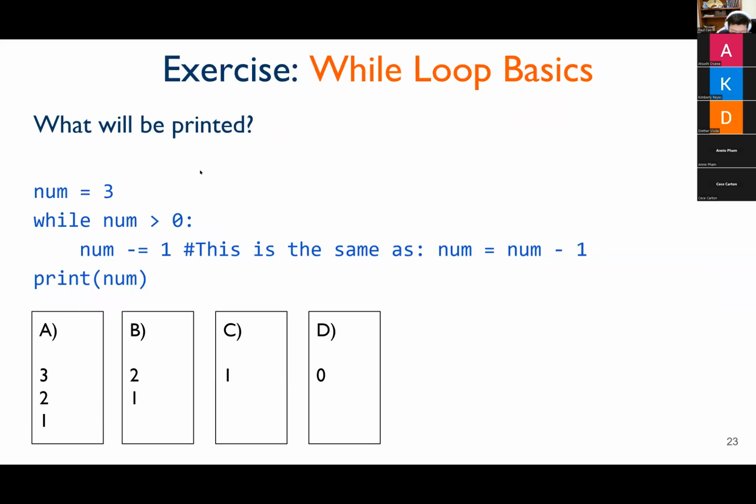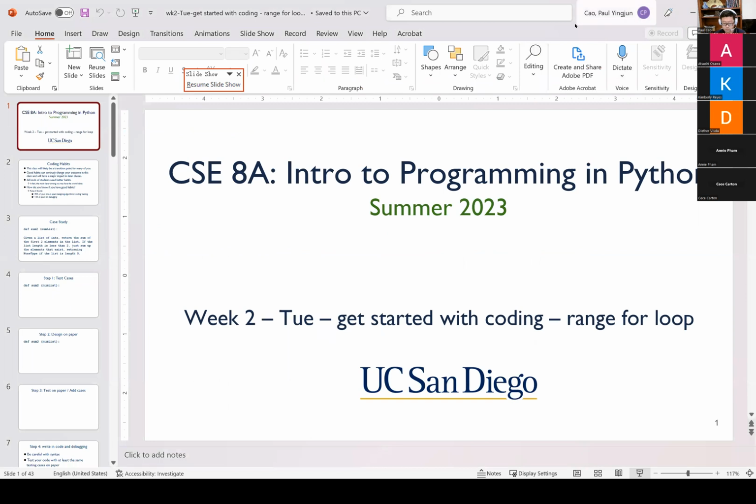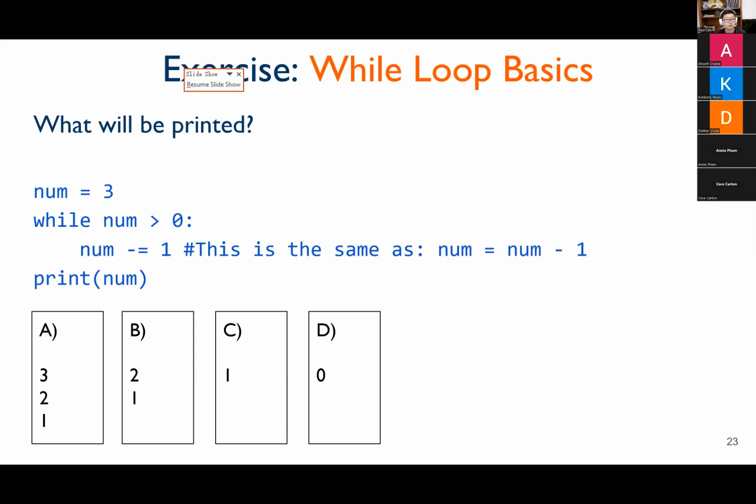So what will be printed out in here? num equals 3, while num is bigger than 0, num minus equals 1. What is going to be the value of num at the very end in here? When I print out num, what will be printed out? Please vote in.